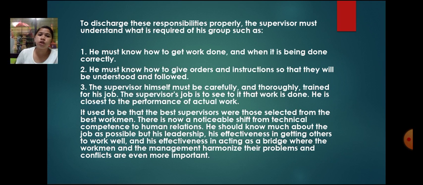To discharge this responsibility properly, the supervisor must understand what is required of his group. First, he must know how to get work done and when it is being done correctly. Second, he must know how to give orders and instructions so that they will be understood and followed. Third, the supervisor himself must be carefully and thoroughly trained for his job. The supervisor's job is to see to it that the work is done. He is closer to the performance of the actual work.